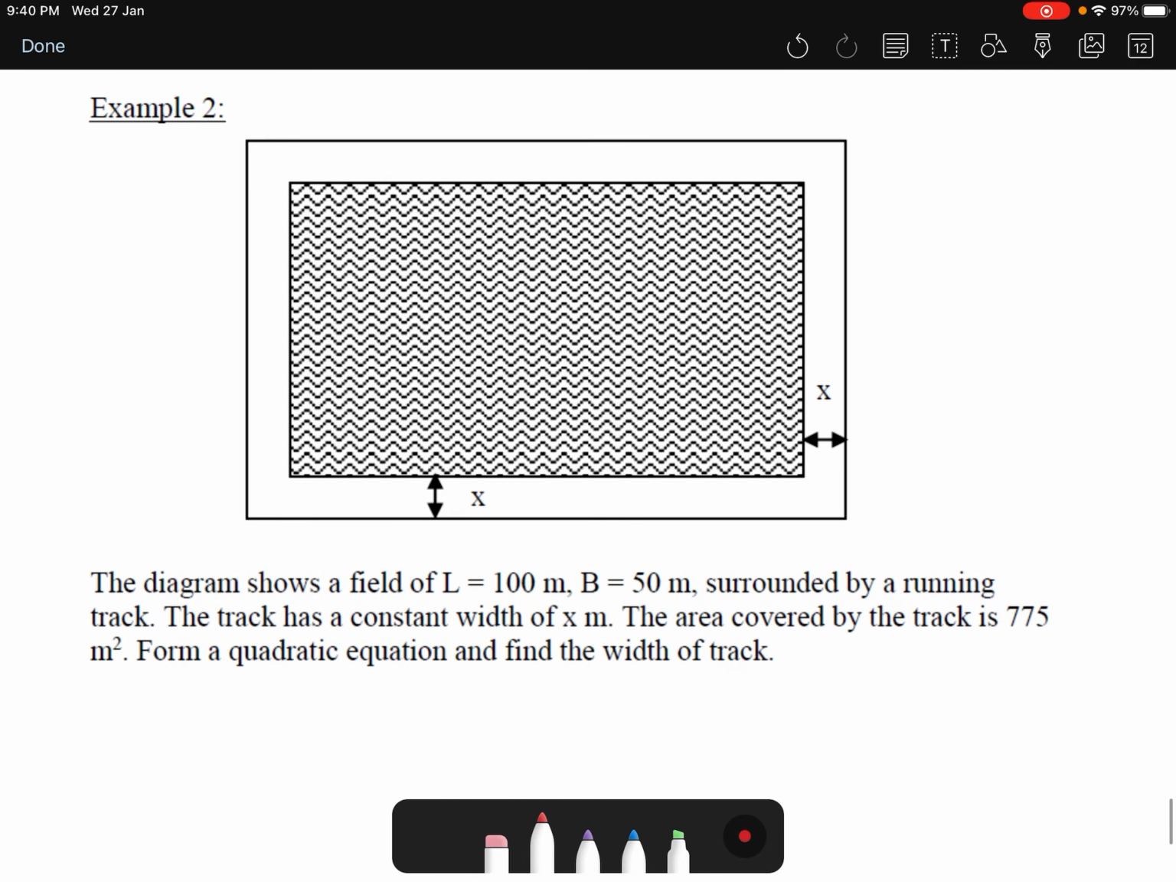Example 2. We are given a field of length 100 meters and breadth 50 meters surrounded by a running track. Basically this is the field, and surrounding it is the running track. The track has a constant width of x meters.